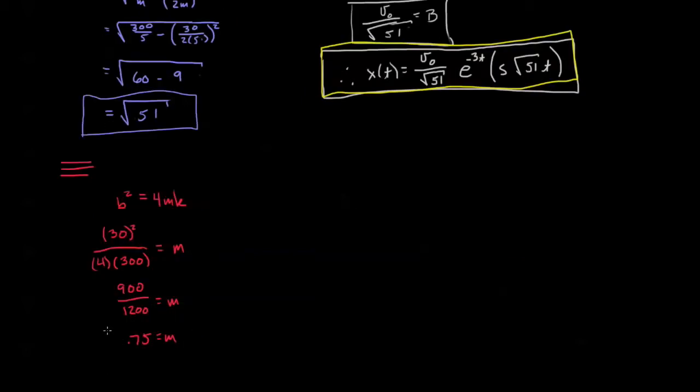Now, to start off, we simply set b squared equal to 4mk. This is our condition for critical damping, and we find that the mass is 0.7 kilograms. On our next step, we'll solve for position as a function of time.